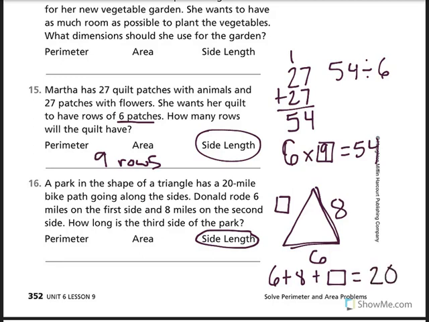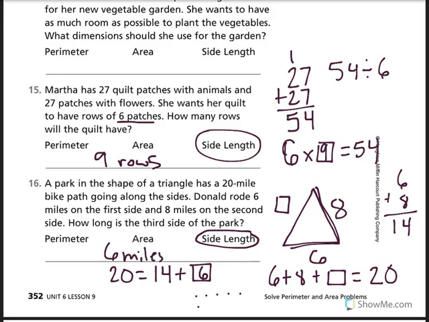6 plus 8 is 14. So now we're just asking 20 equals 14 plus what? You can count on from there. Stick 14 in your head. 14, 15, 16, 17, 18, 19, 20, and that's 6. So 6 miles long.